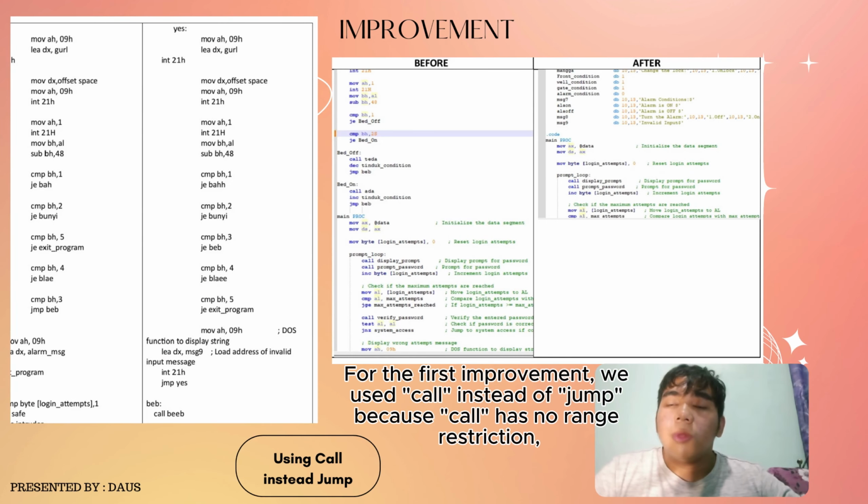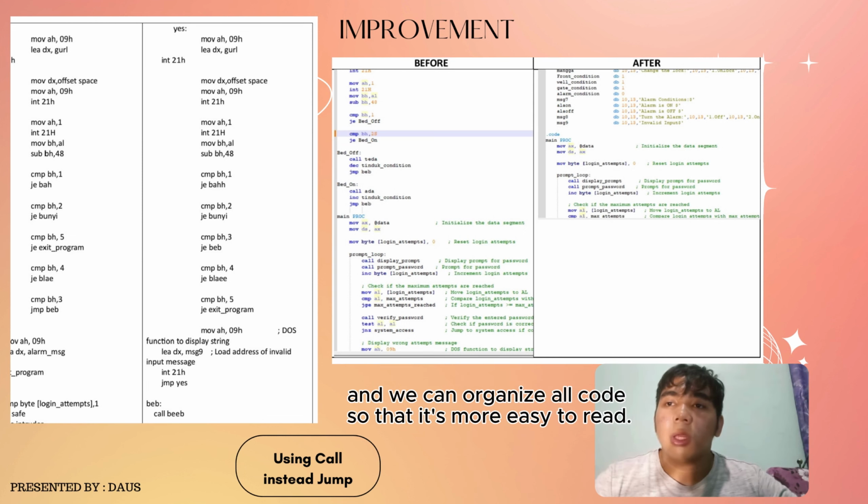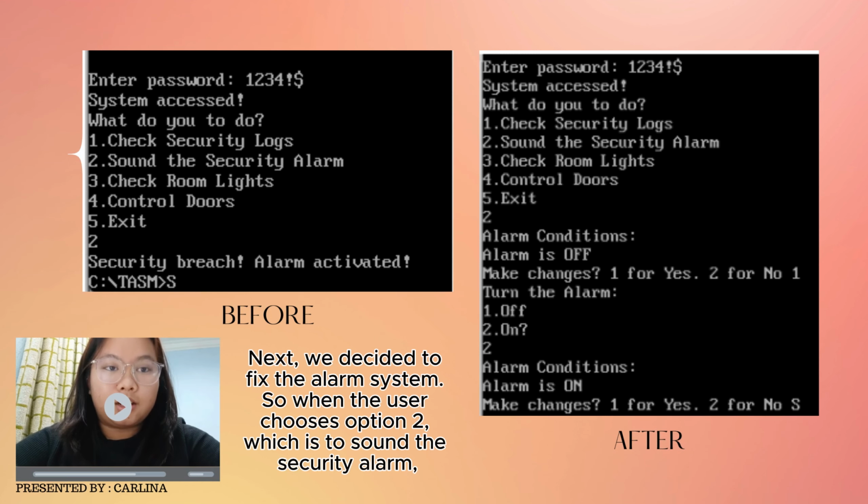For the first improvement, we're using call instead of jump because call has no range restriction and we can organize our code so it's easier to read. We decided to fix the alarm system.